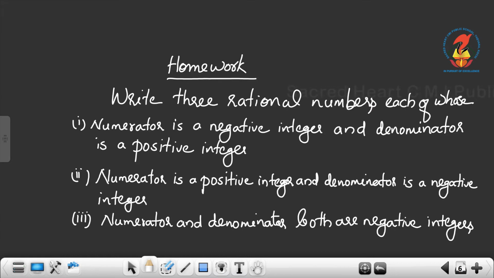Now we have the homework. Write 3 rational numbers, each of whose numerator is a negative integer and denominator is a positive integer. Then second one, numerator is a positive integer and denominator is a negative integer. Third, numerator and denominator both are negative integers. You have to write down the rational numbers.